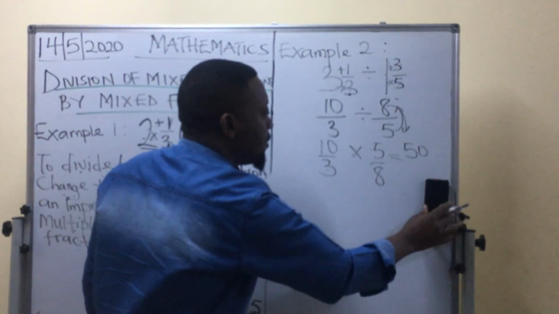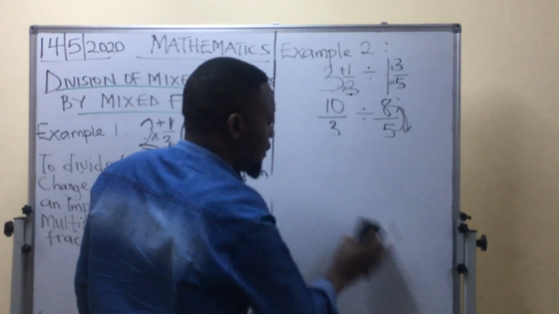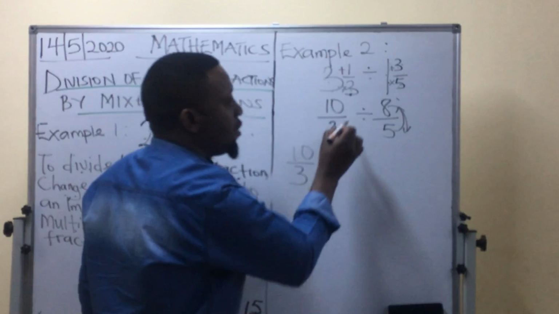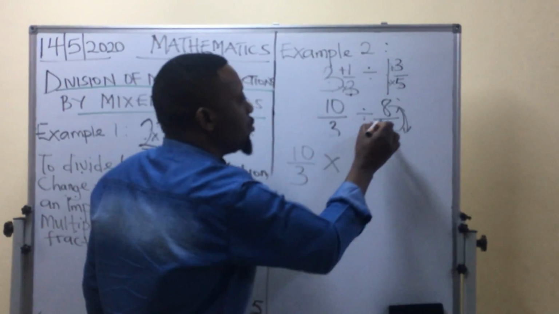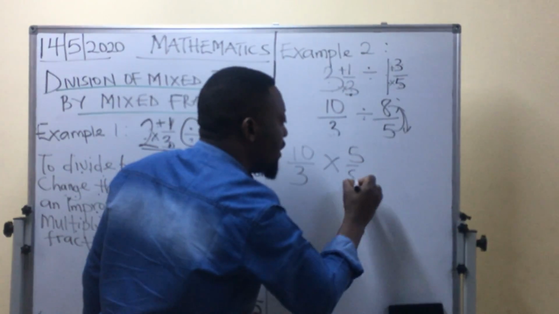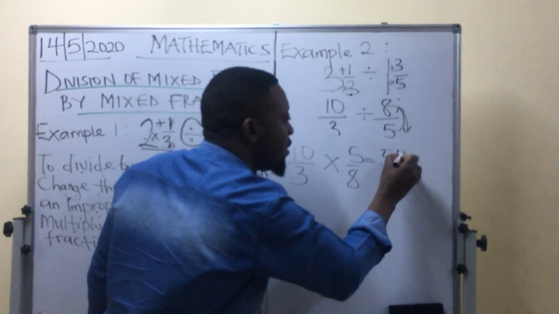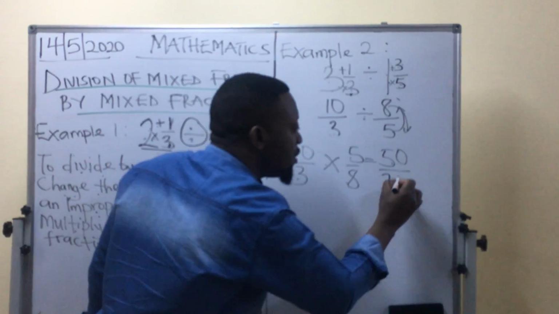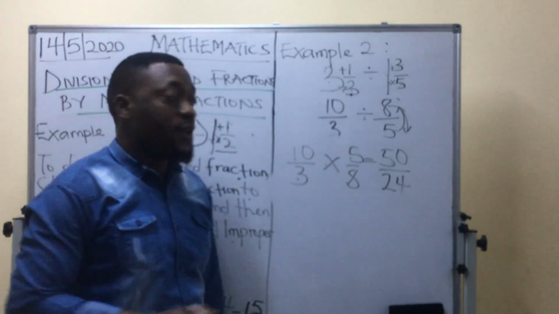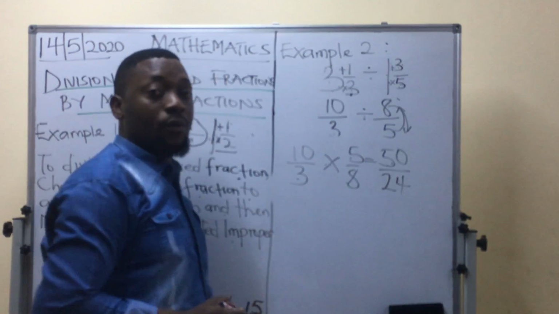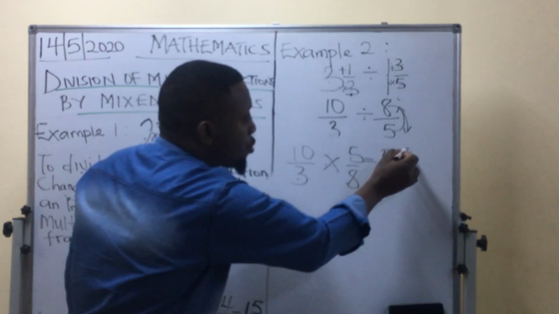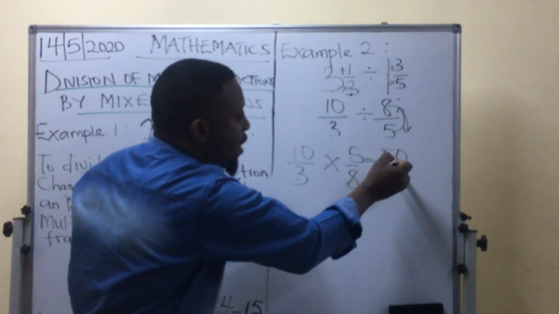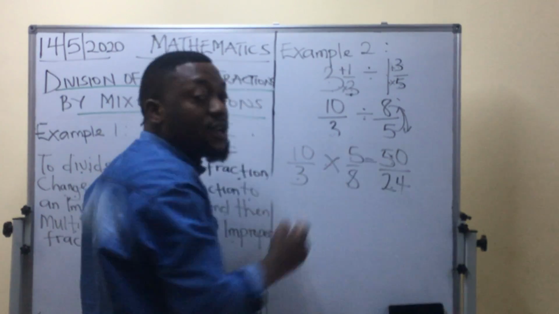Then 3 times 3 is what? Space enough. 10 over 3. This will change. This one will go 5 over 8. So we have 50 over... 10 times 5, 50. 3 times 8 is what? 24. You see, we have 50 all over 24 now. Then this is also what? An improper fraction. Why? Because the numerator here is bigger, it's larger than the denominator.